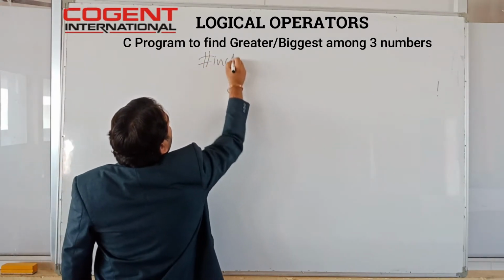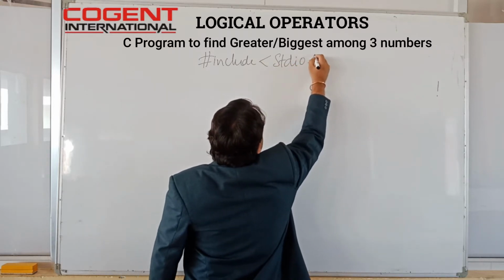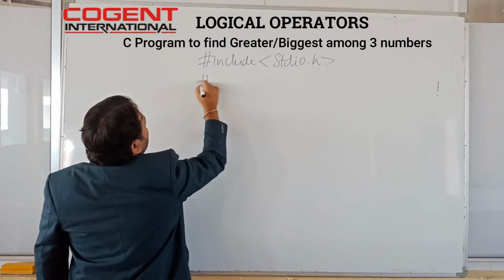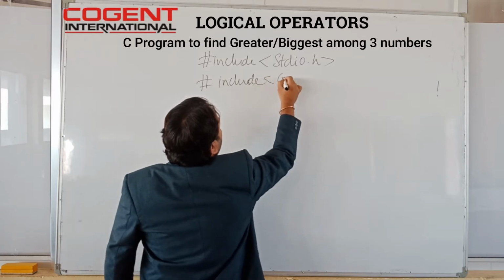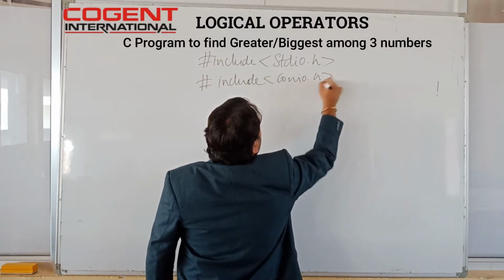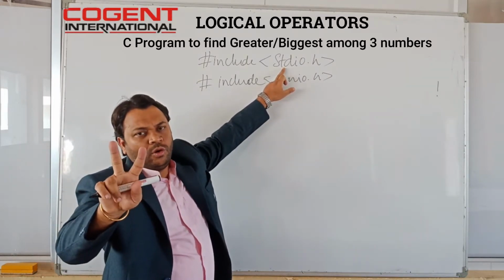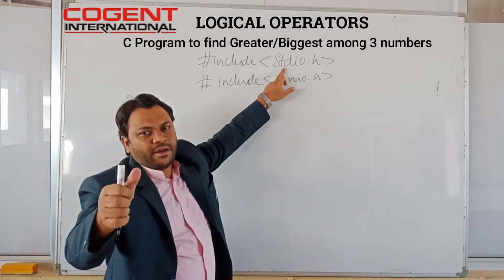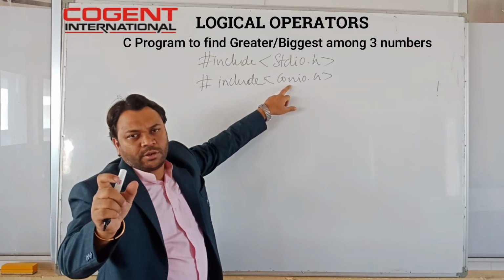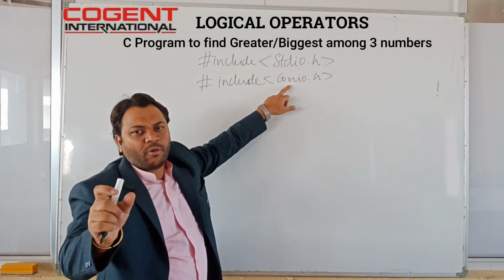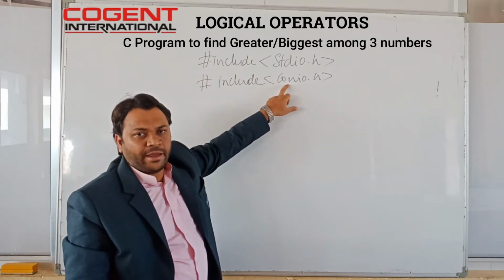First I need to include the header files. Two header files I am going to include: one is stdio.h and another one is conio.h. Why am I using these two header files? Standard input output, because I am going to use the two formatted IO functions, printf and scanf. Then conio.h is the console input output header file, because I am going to use the function called getch in my program. So I need to include this header file here.